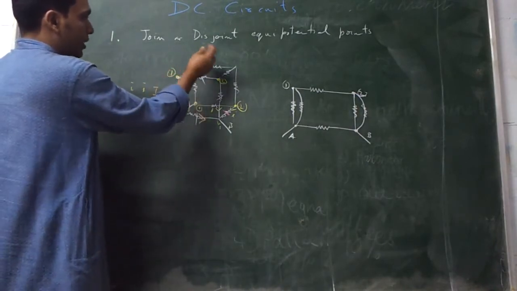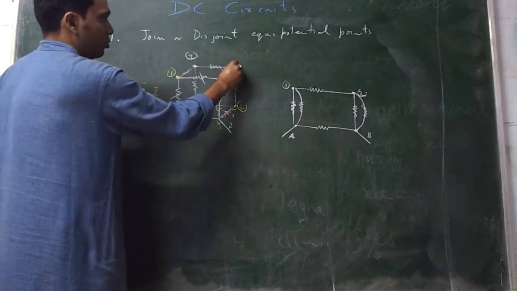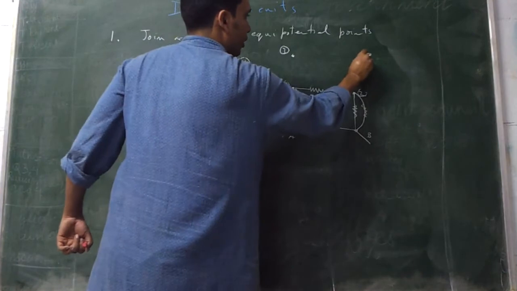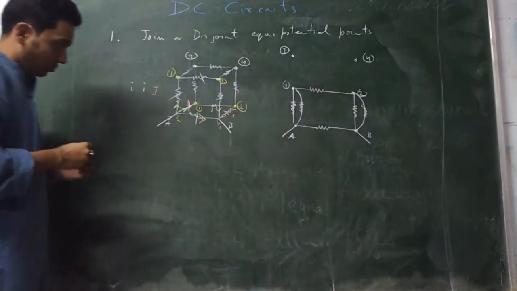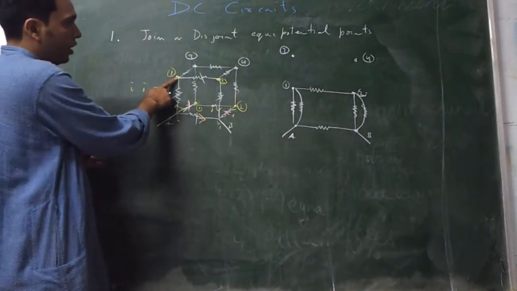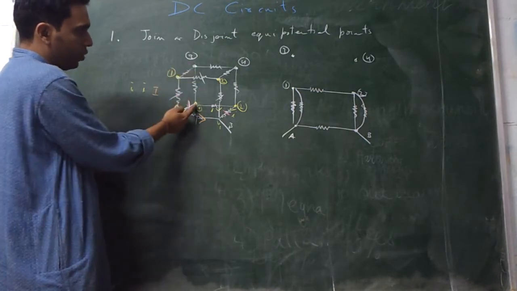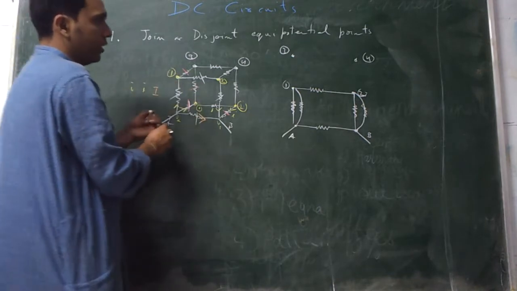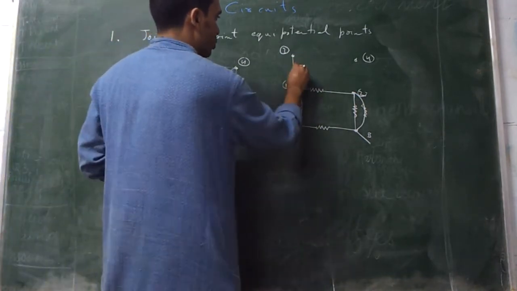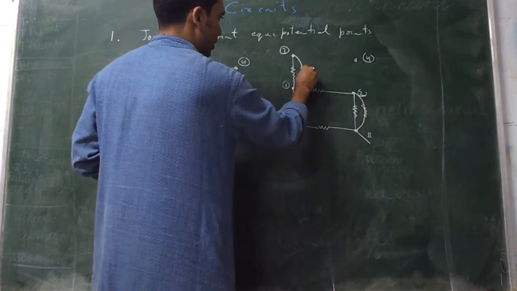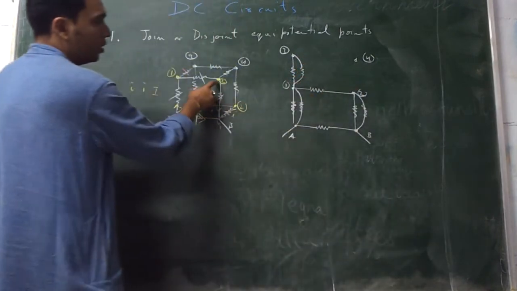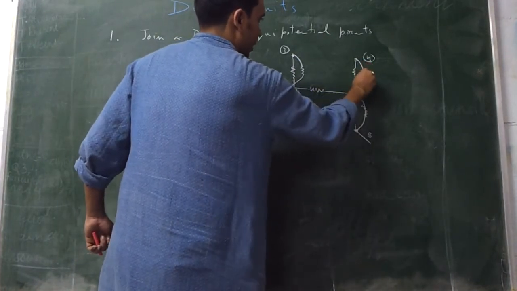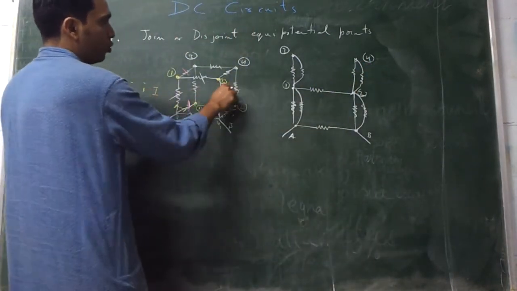Now call this point 3, and call this point 4. I will make a point 3, and a point 4. Now from 1 to 3 there is one resistance, and from 1 to 3 there is another resistance. So there are two resistances from 1 to 3. I will draw both the resistances. One is this and the other one is this. Similarly from 2 to 4 there are two resistances. So this and this. So you have covered 2 to 4.